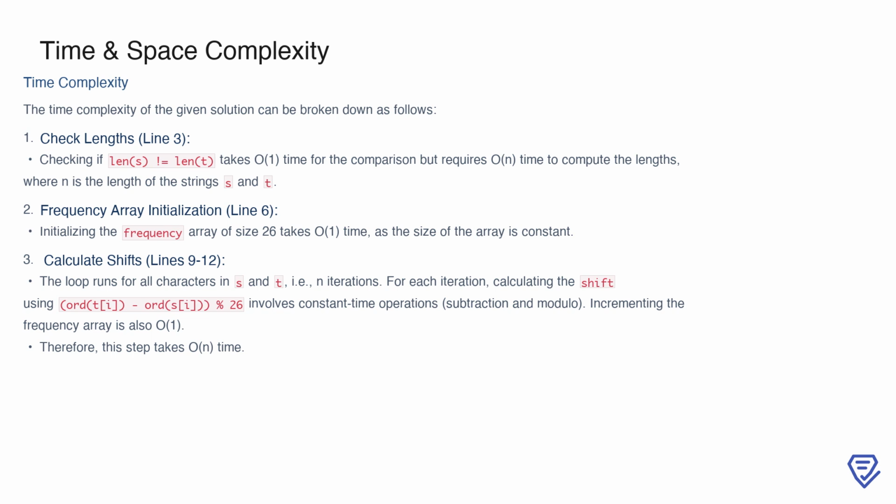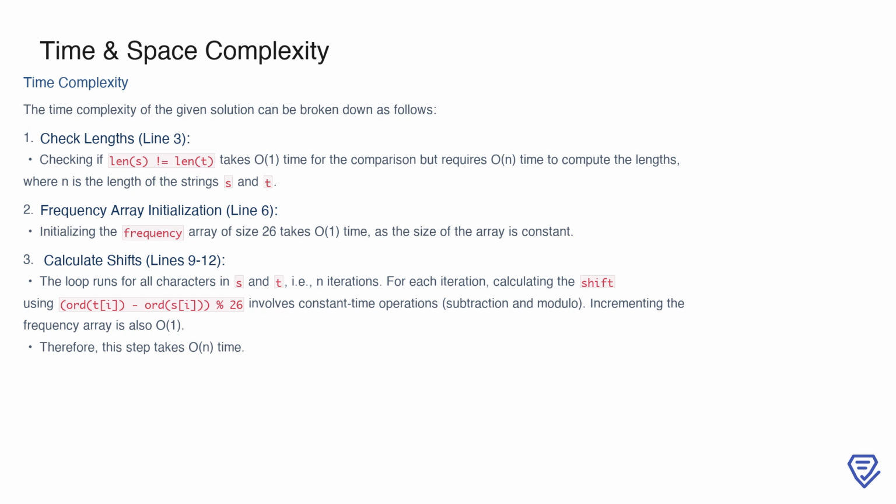This initialization is a constant time operation, O(1), because the size of the array is fixed. After that, we calculate the shifts required to convert S into T. This step involves iterating through all characters in S and T, performing arithmetic operations like subtraction and modulo for each pair. Since these operations are constant time, the loop overall takes O(n). Thus, the most significant contribution to time complexity so far comes from this loop, which depends linearly on the length of the strings.